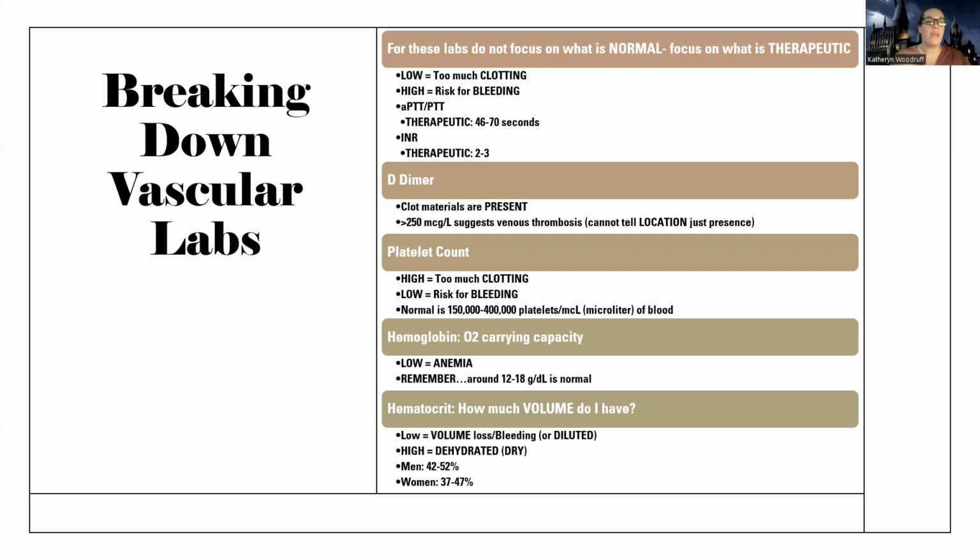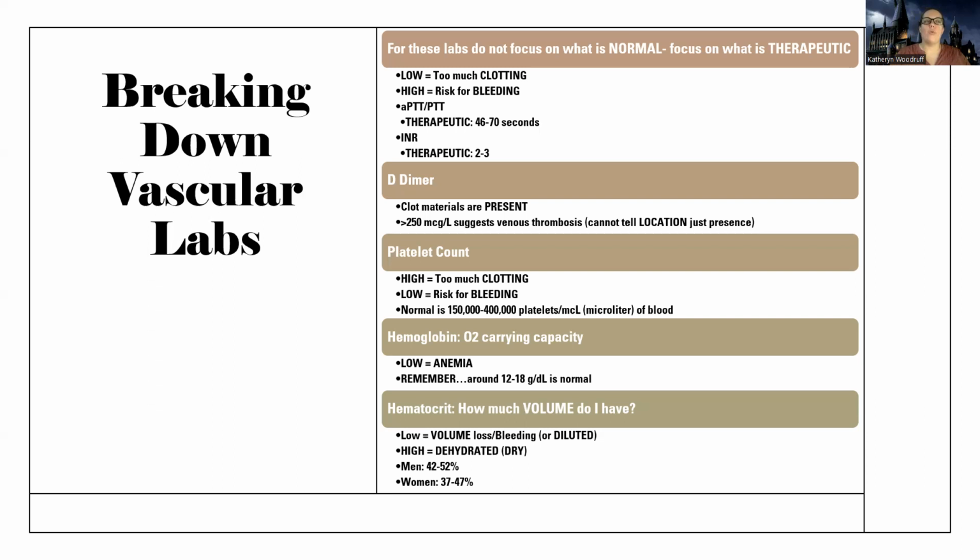The PTT is not for all anticoagulation. It's actually only for really one medication, one type of drip. So when you're studying these, you don't want to just study them like, okay, 46 to 70. You have to know which medication it is tied to or related to. And we're about to get into that.